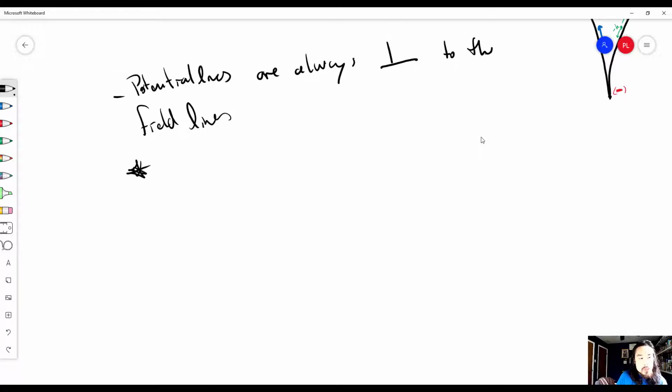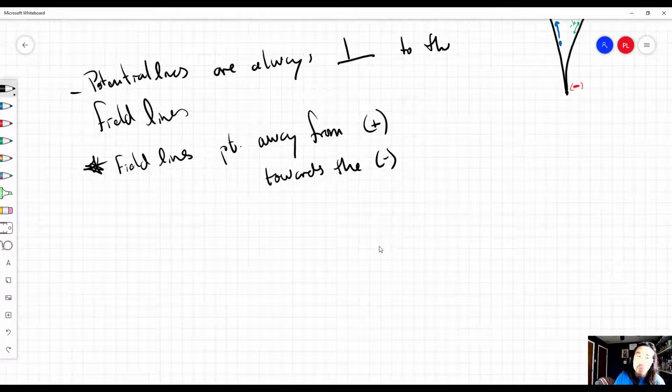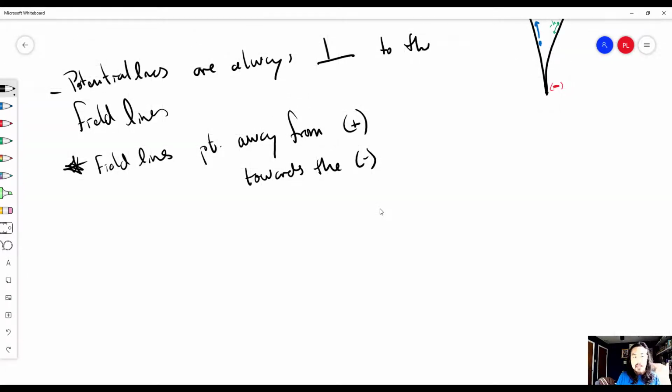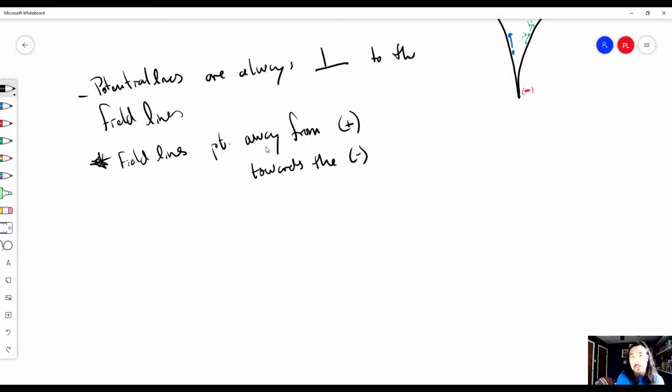And as a little note, field lines point away from positive and point towards the negative. Now this is important because when we are drawing the potential lines, we have to actually connect these two ideas together. Meaning that if the field lines are pointing away from the positive source, the further away you are from the source, the smaller the potential is.